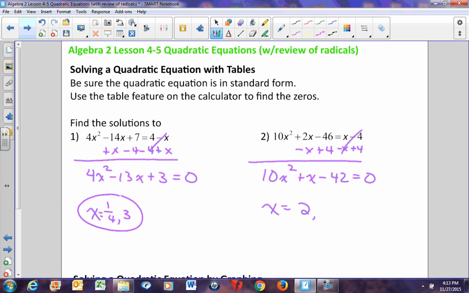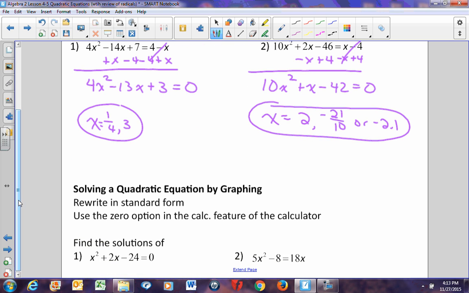Alright, so if I go, oh, there we go. Negative 21 tenths, or negative 2 and 1/10, it's 0. So negative 21 tenths, negative 2.1 is my other 0. The table feature is not the easiest way to find 0. There are other ways to find zeros using your calculator, and I will show you those a bit later. You do need to know how to use your table though.